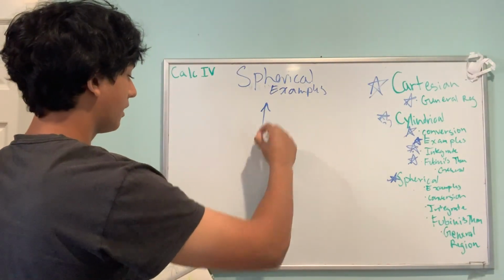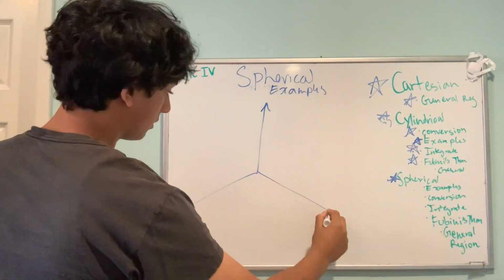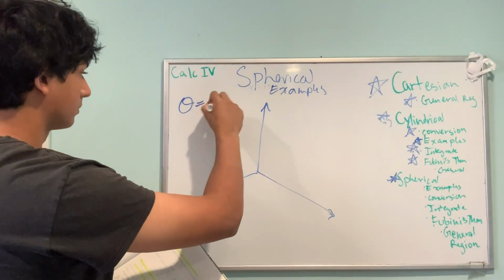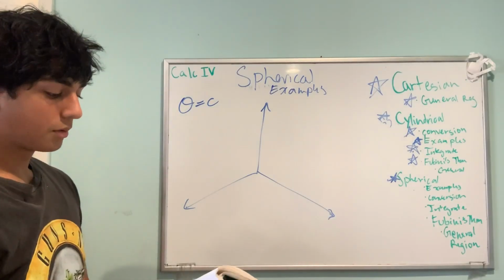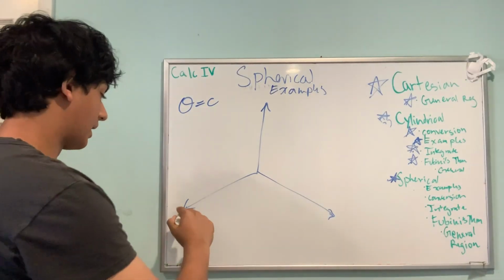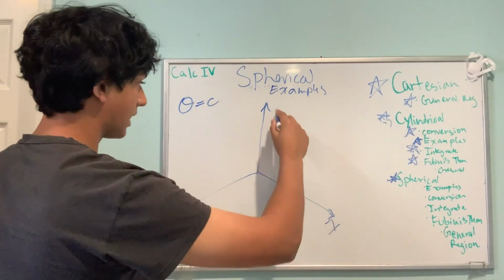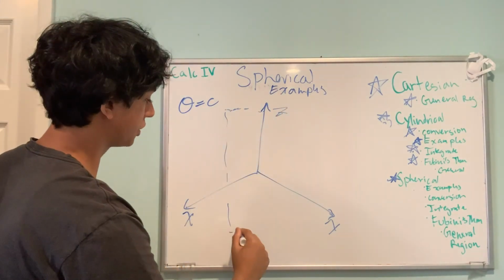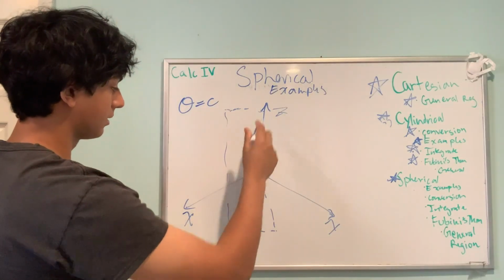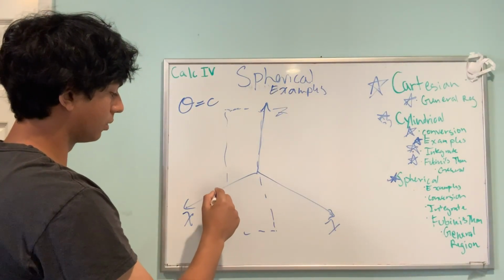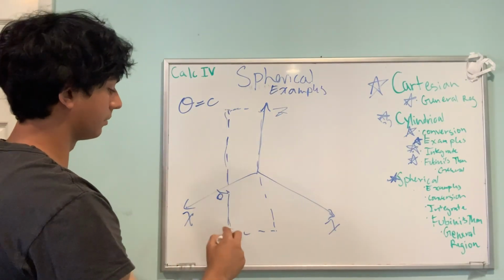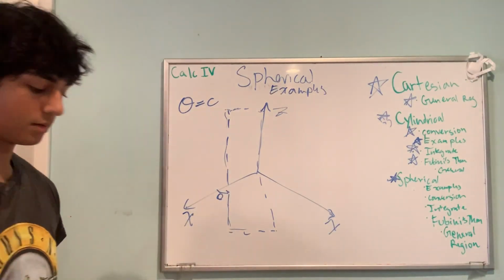Now, if we have a constant theta value, it looks pretty much the exact same as the cylindrical coordinate system. We just have a sheet, an infinitely long sheet that is of some angle theta. It's an angle theta away from the x.